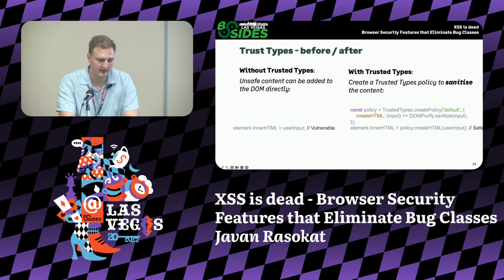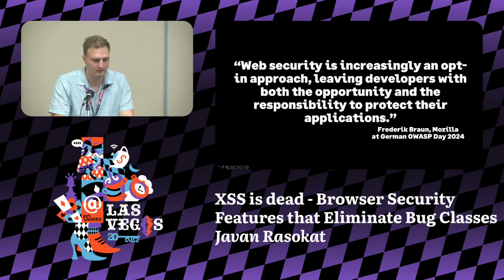I wanted to finish this presentation with a quote from Frederik Braun from Mozilla. He was saying, web security is increasingly an opt-in approach, leaving developers with both the opportunity and the responsibility to protect their applications. So everything which I just showed you is about opting in, because we can't break the web. They can't put something out there which changes the standards. And thinking about cross-site scripting, one of the oldest vulnerabilities we have in the web, maybe it's a design flaw from the beginning, but we can't break the web.